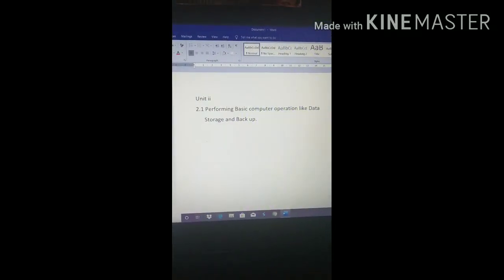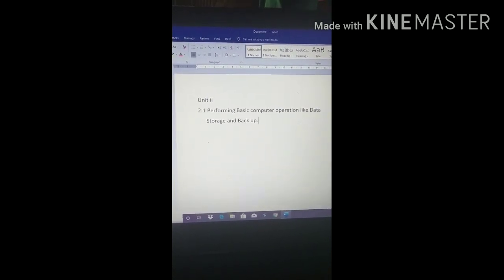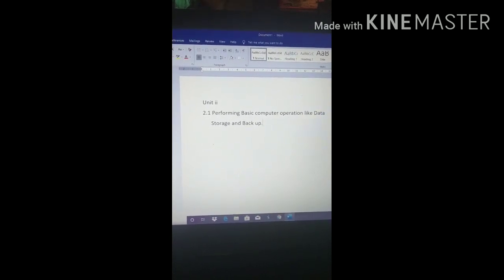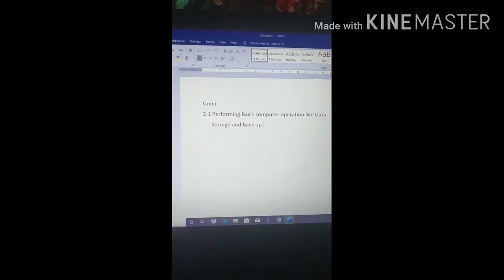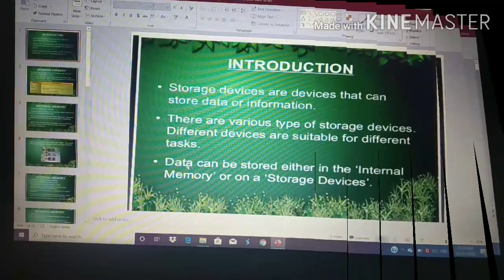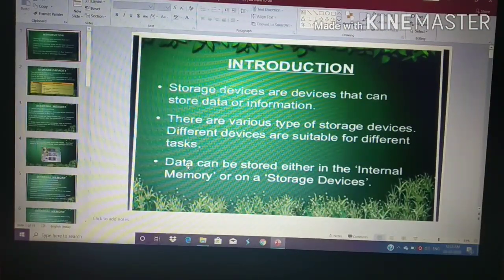This is unit 2. Today we'll discuss performing basic computer operations like data storage and backup. Okay, thank you. Let's check it out. Today our topic is about the storage device.